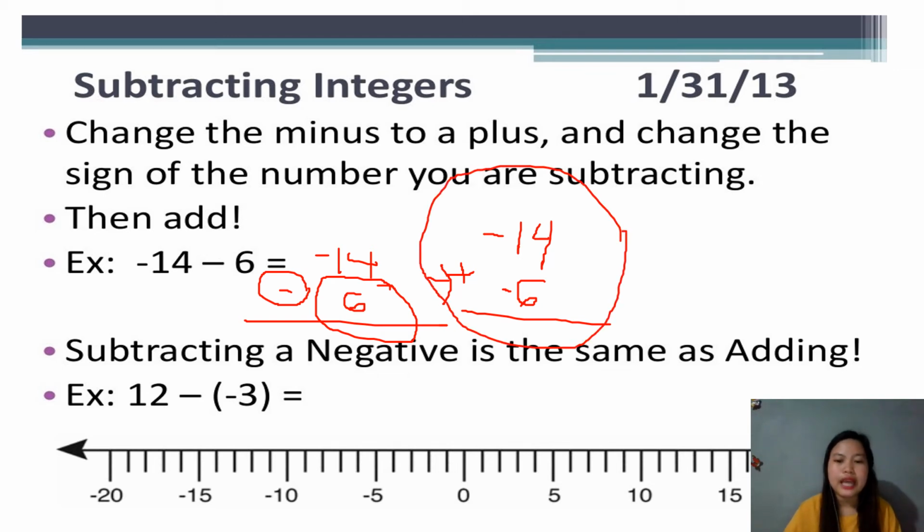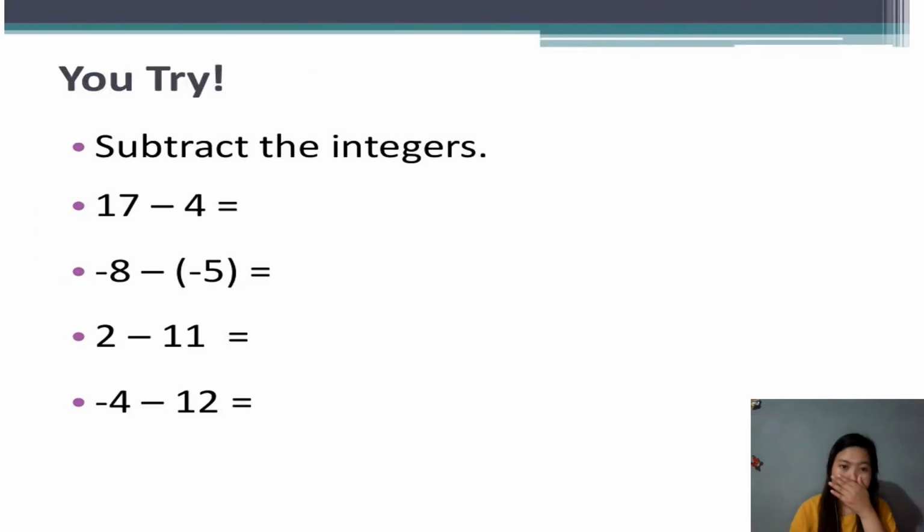As we said earlier, these are like signs, so they have the same sign, and what we do is add. 14 plus 6, that is 20. And we copy the sign, which is negative. So our answer is negative 20. Okay, subtracting a negative is the same as adding. Again, subtracting a negative is the same as adding.